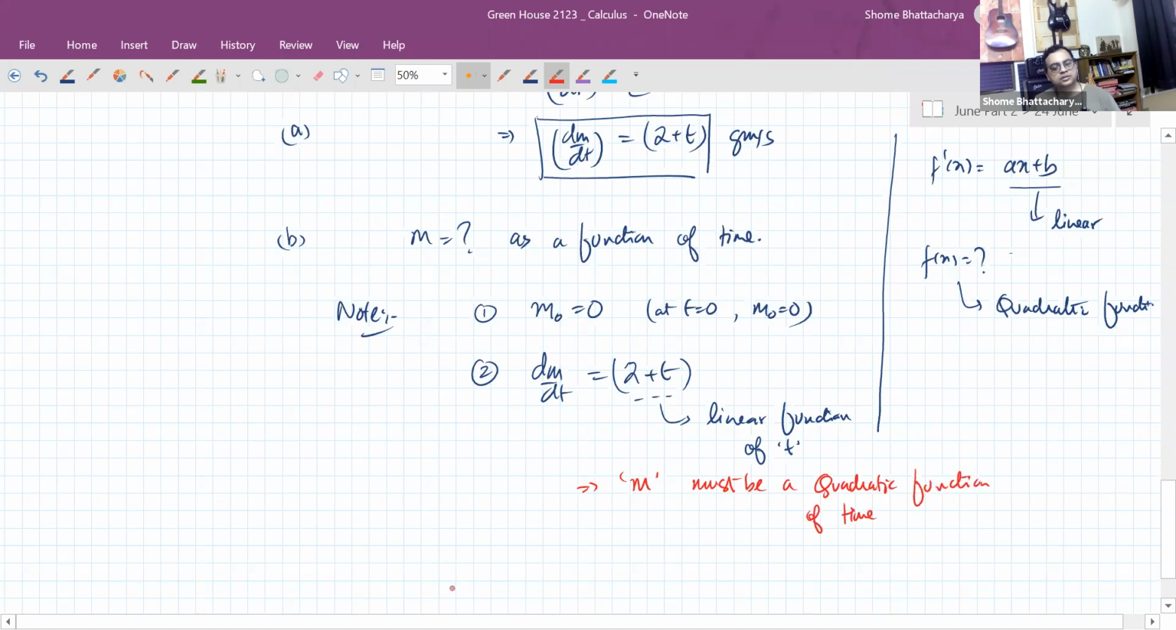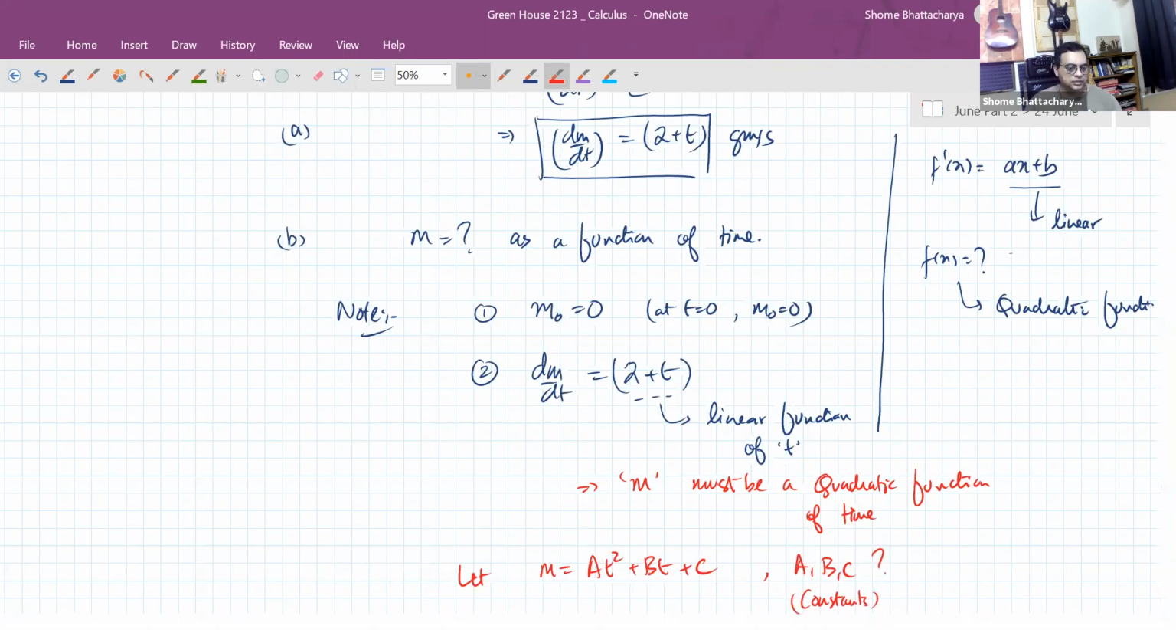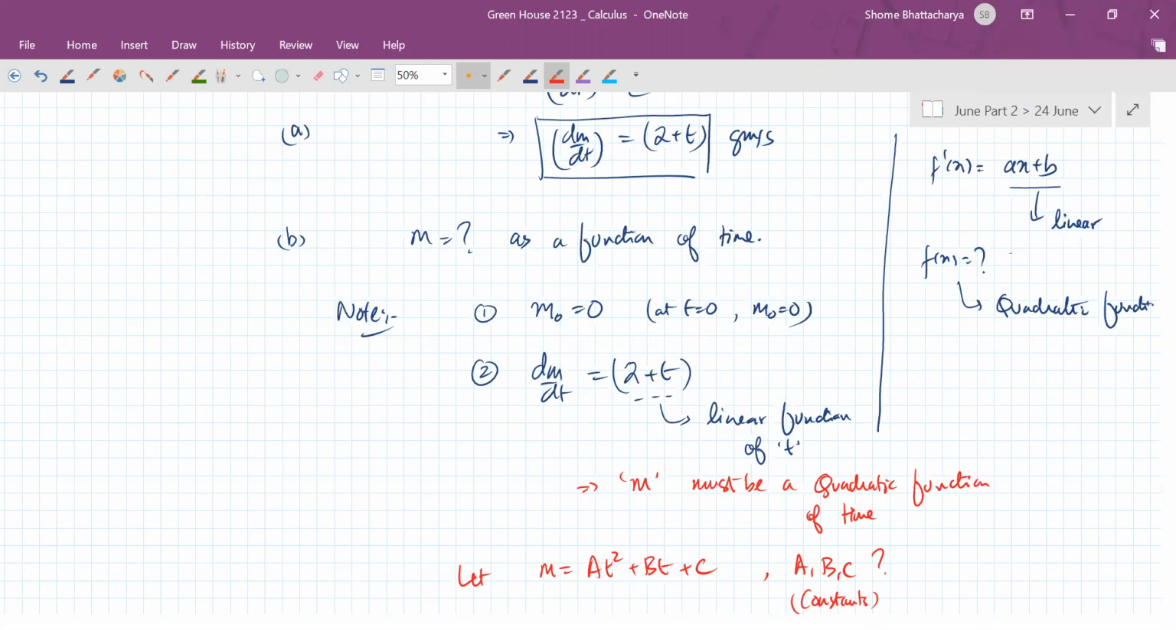So what we can do is, let's start by assuming it is something like this: at square plus bt plus c, where a, b and c are unknown, but they are constants. So now we need to calculate the value of a, b, c. Okay, so far it is clear. Yes, sir. So now see, three things which are unknown, a, b and c.